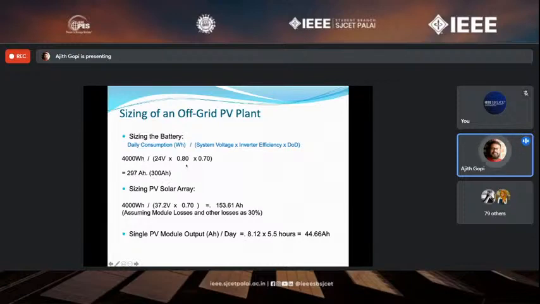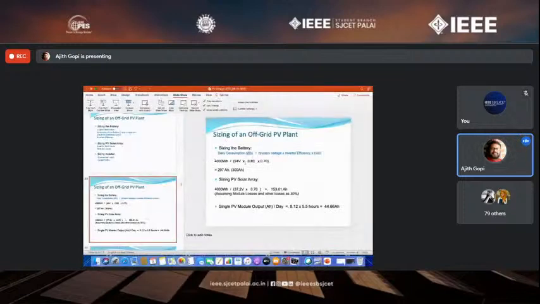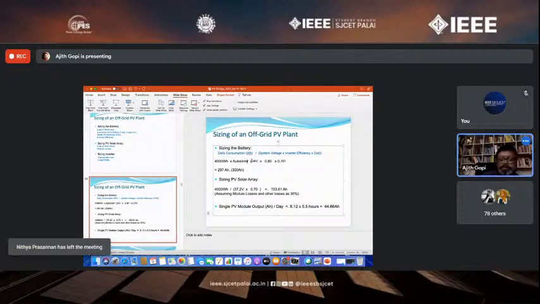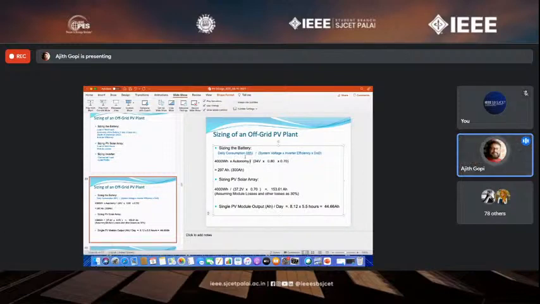And I didn't multiply this with my autonomy. You have to multiply in the numerator with your autonomy, which you can do here. So here I will put my autonomy as one day autonomy. So I will get the same figure only, right?